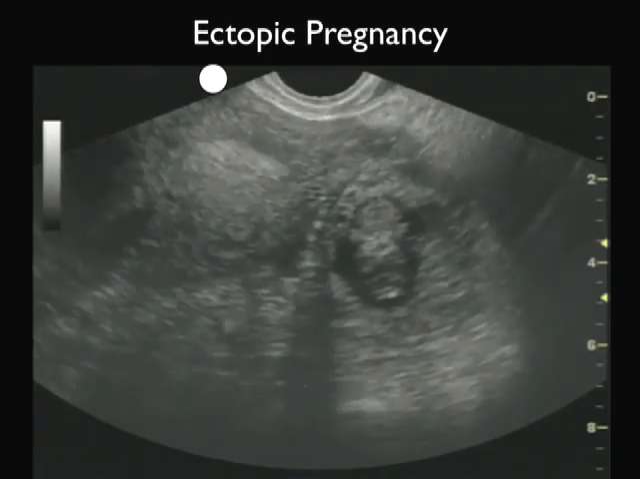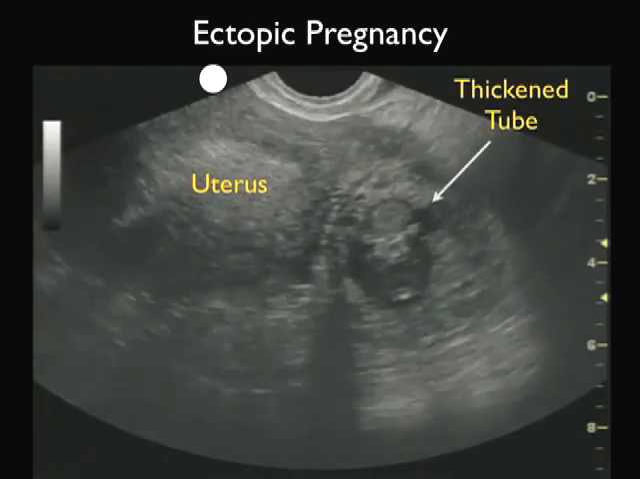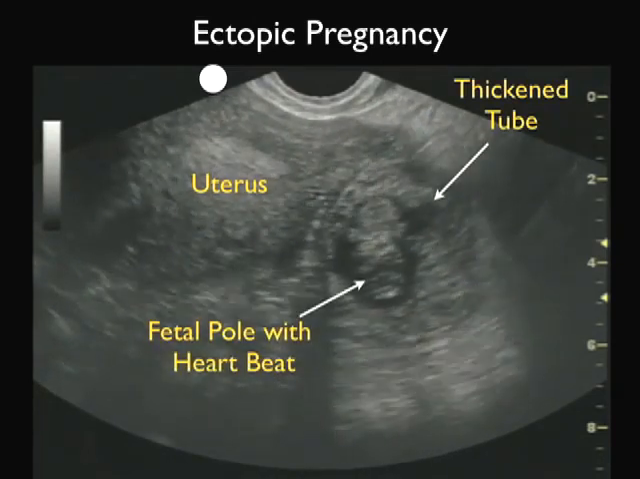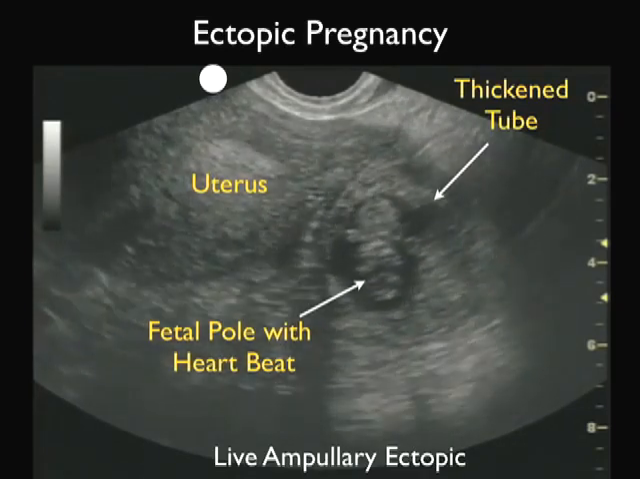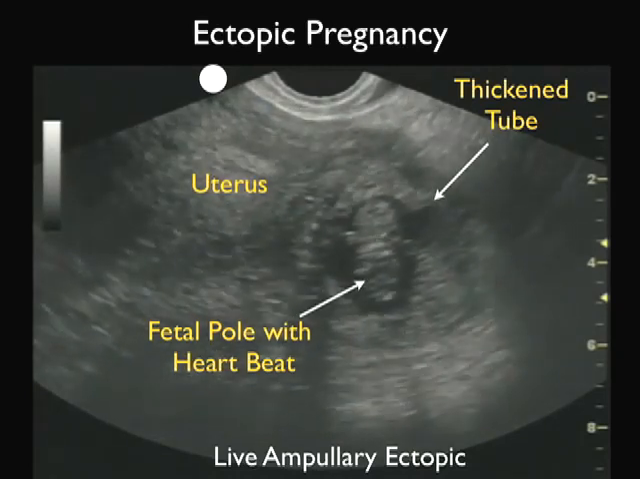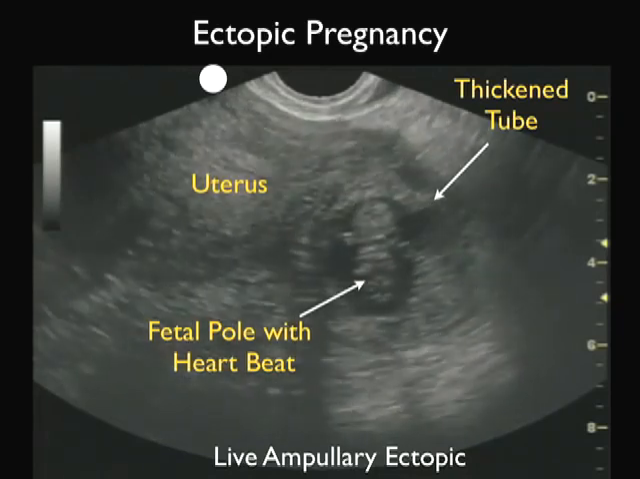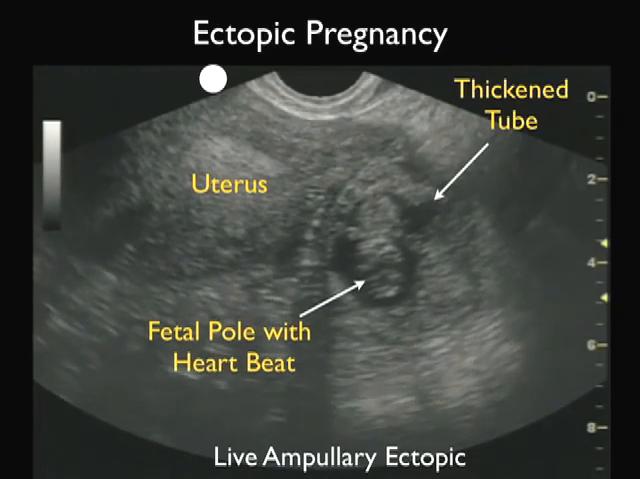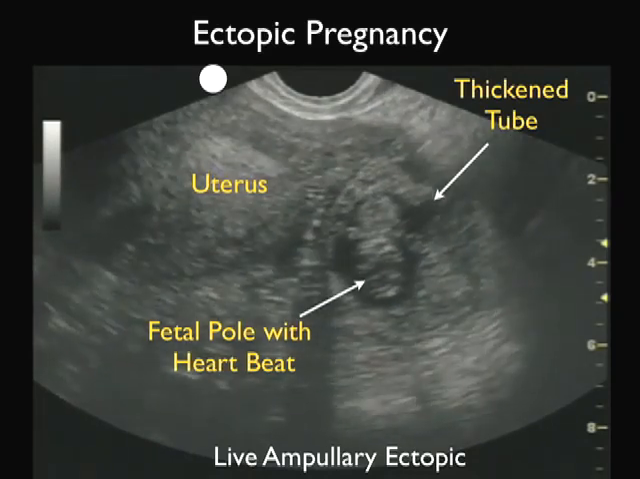Here's a definitive ectopic pregnancy in a patient who presented to the emergency department. What we see here is the uterus towards the left and towards the midline, and out towards the right adnexa we can see a thickened fallopian tube, and inside the fallopian tube we can make out a fetal pole with a heartbeat, indicating a live ampullary ectopic pregnancy. Interestingly enough, as we measured the crown rump length of this ectopic, it turned out to be 8 weeks gestation. This is interesting as most ectopics in the tubes will rupture at about the 6-week mark.